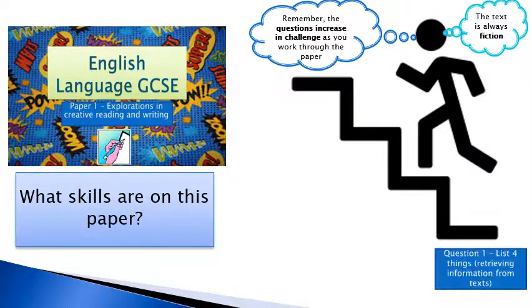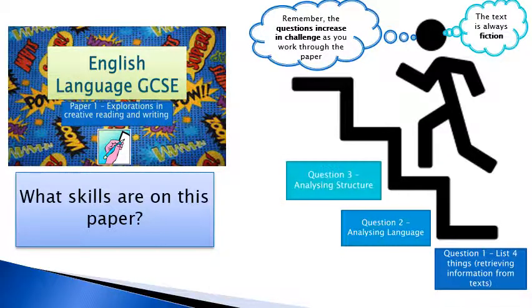So we start with question 1, list 4 things. That's a really simple retrieval question. You're asked to pick out 4 things from a short section about a keyword. We've then got question 2, analysing language, where I'm picking out language devices and then analysing them, talking about their specific effects on the reader. Then question 3 is analysing structure. If I'm analysing structure, I'm talking about how the text is put together. So I might be looking at things like repeated motifs or cyclical structures or chronological structures or narrowing perspectives, things like that.